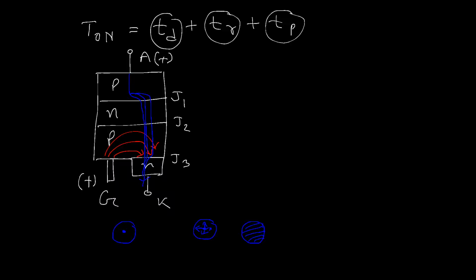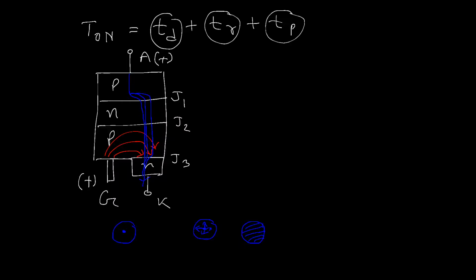So this is the basic concept of delay time TD, rise time TR, and spread time TP. Now the question is, during turn-off, what happens? As we all know, the thyristor can be turned off by reducing its anode current below the holding current.